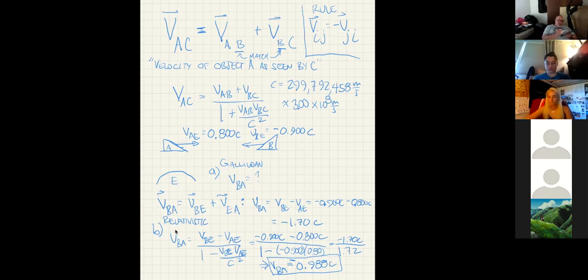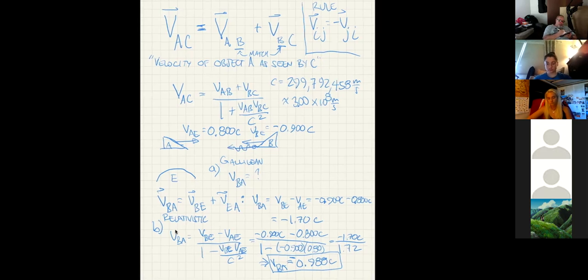Now, I can imagine a photon torpedo fired from the ship, and I'd say the velocity of the photon as seen by B is equal to negative C. So for part C, I want to know what is the velocity of the photon as seen by A. Okay, so everybody see that I added the photon torpedo. I said proton earlier. Photon's what I meant. I don't know why I keep saying proton.